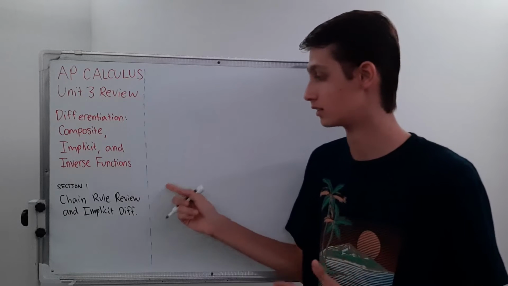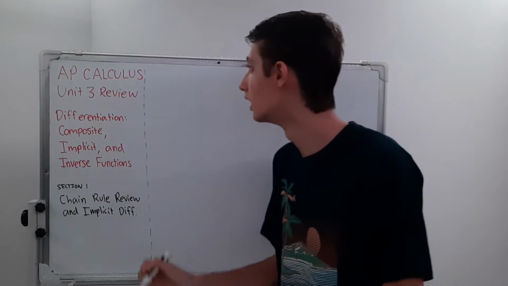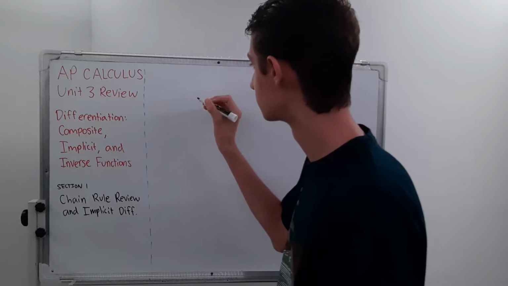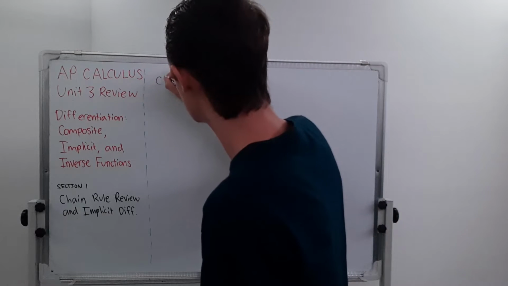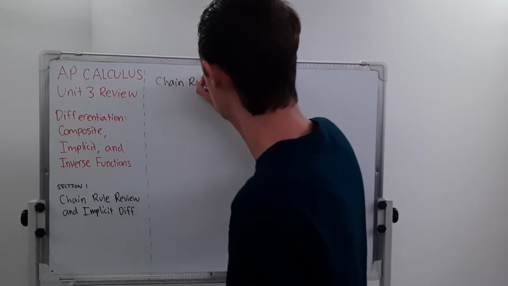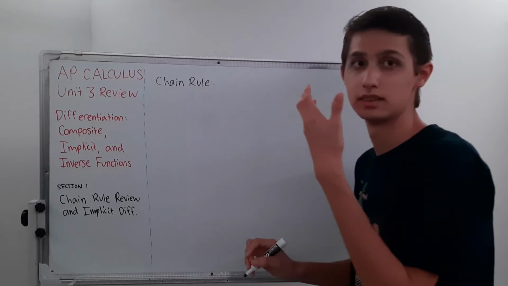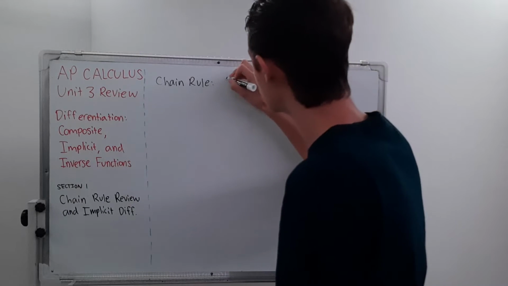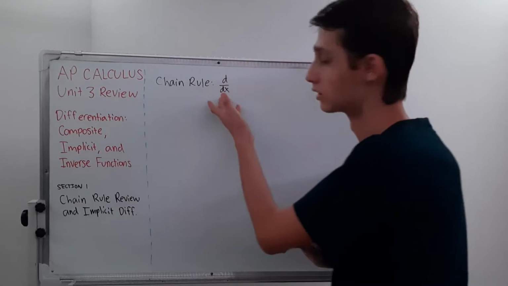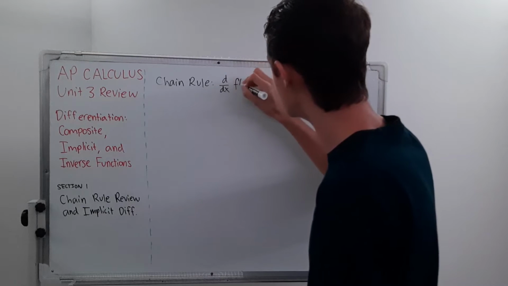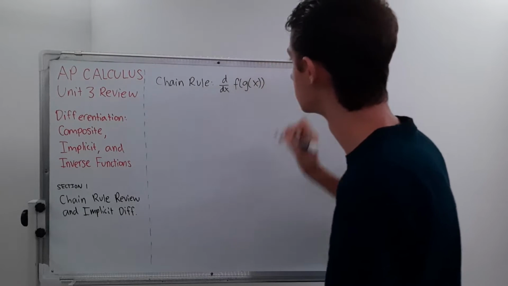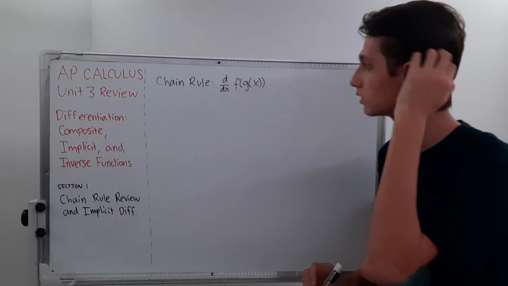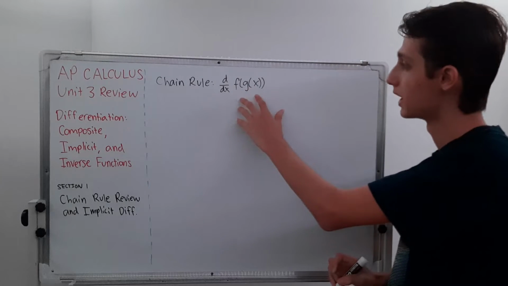I put here that it's a review because we've already discussed the chain rule. We did that in the second episode, part 1 of that. So let's just review. The chain rule basically says that the derivative of a composition of functions, and that's where the composite part comes from, the derivative of f of g of x, and sometimes this is written using a little o in between, but I don't think AP does that, so we're just going to stick to f of g of x.